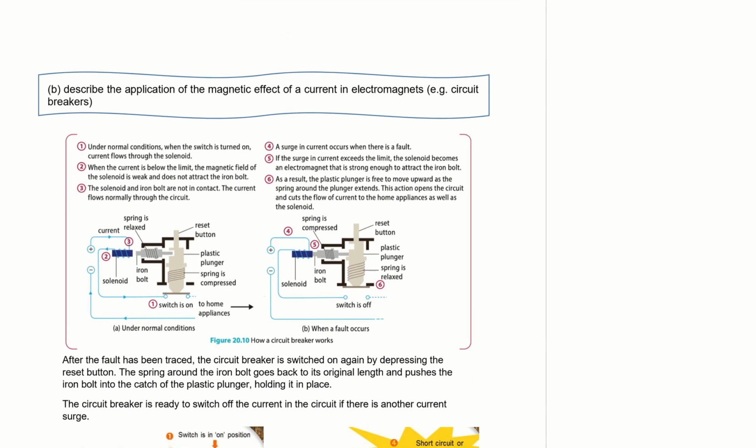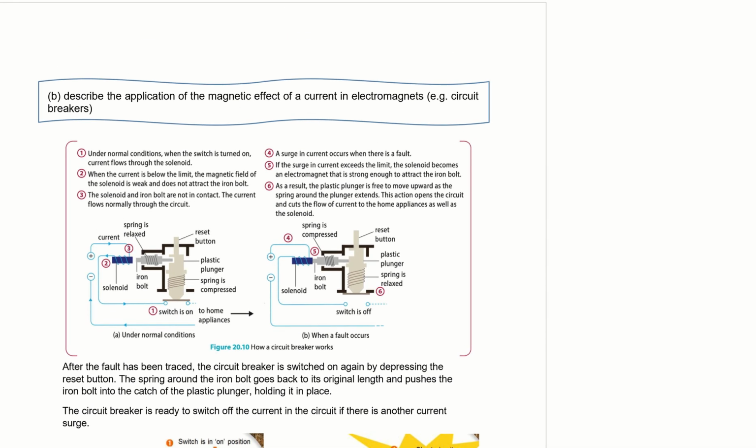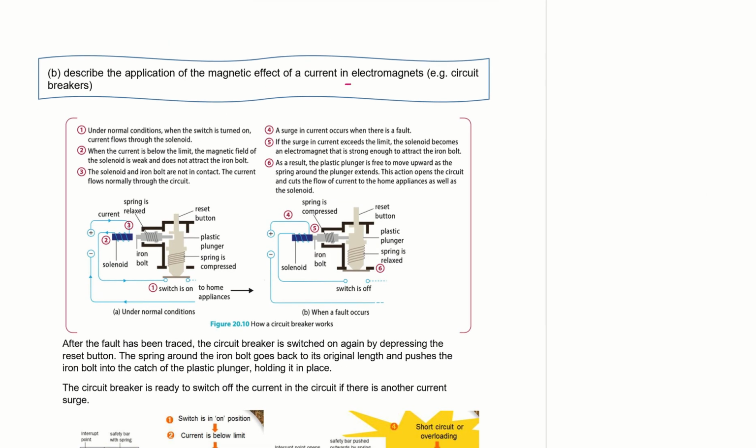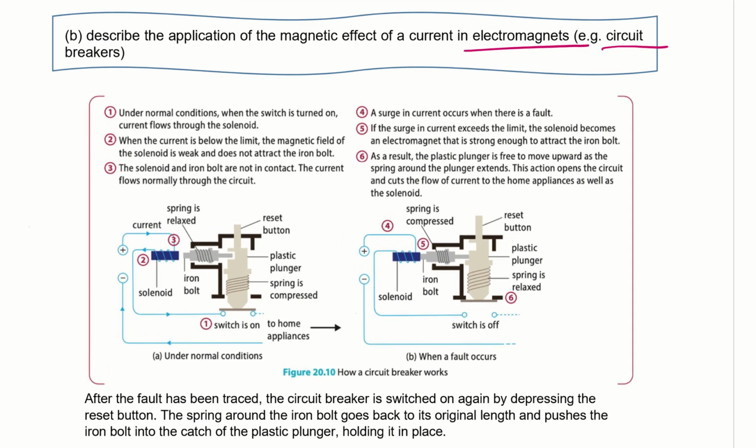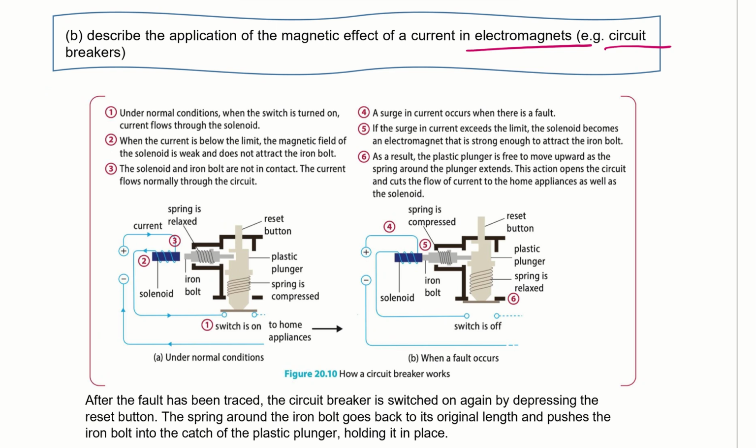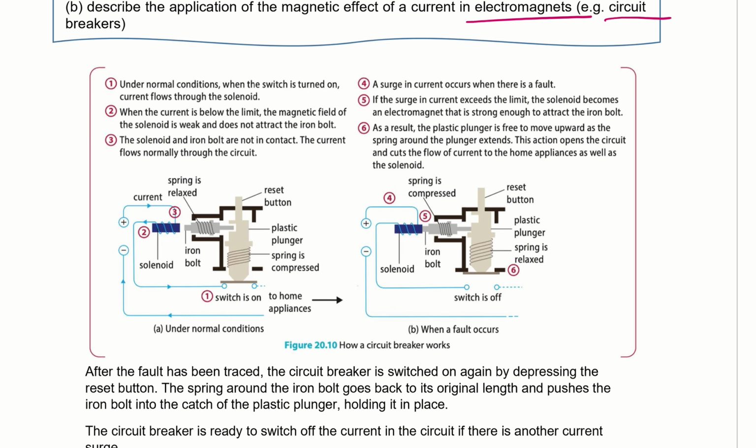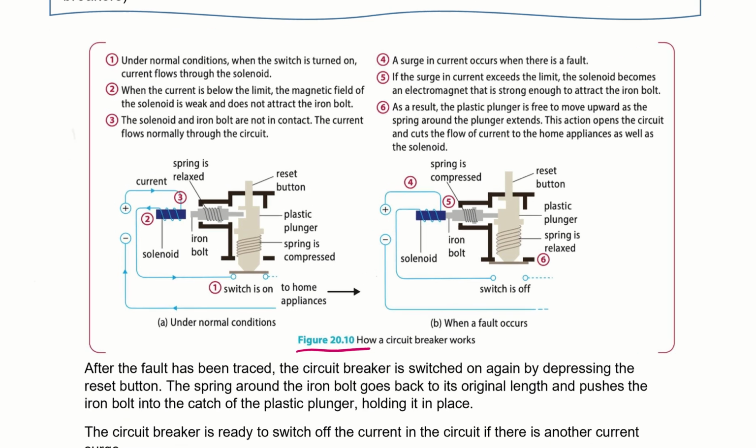Let's go to success criteria B. Describe the application of the magnetic effect of a current in electromagnetics. Circuit breaker. We have already learned about circuit breakers in practical electricity, but how does it really work? This diagram just shows a certain model of the circuit breaker. There can be many other different drawings, but ultimately the concept is the same. So let us read the steps.